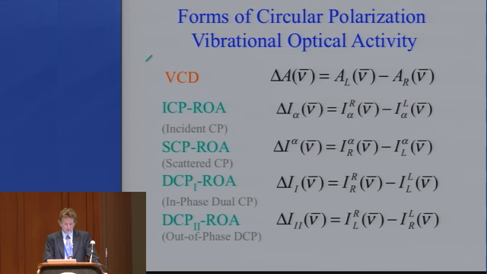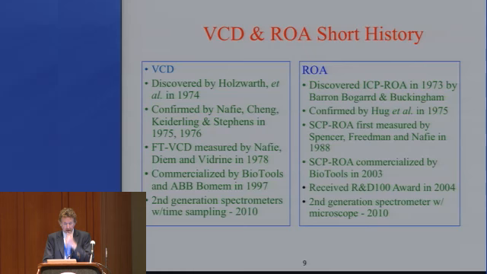There are four different forms of ROA. I won't go through them except to say that ICP was the original form discovered in 1973, and SCP is the form that's commercialized today. And I'll say a little bit more about that in the rest of the talk.